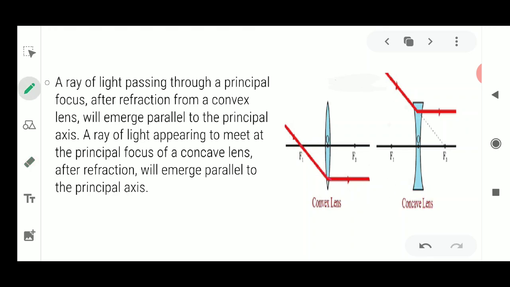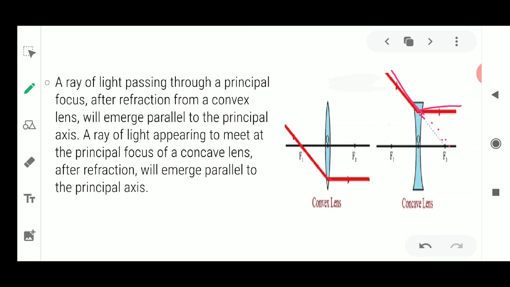What about the concave lens? In the concave lens, a ray of light will appear to meet at the principal focus. After refraction, it is going to emerge parallel to the principal axis. Means whenever we talk about the concave lens, a ray of light passing obliquely appears to come from the principal focus, and it is going to pass parallel to the principal axis. So this is about the rules being shown for the concave and the convex lenses.